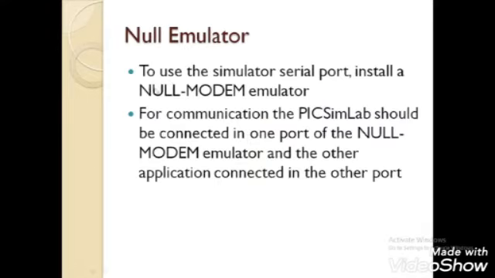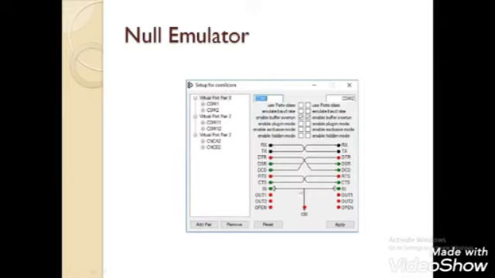Null emulator. To use the simulator serial port, install a null modem emulator. For communication, PicSim Lab should be connected to one port of the null modem emulator and the other application connected to the other port. This is the interface of the null emulator. We have to select the port pair for serial communication purposes. I have selected COM1 and COM2.